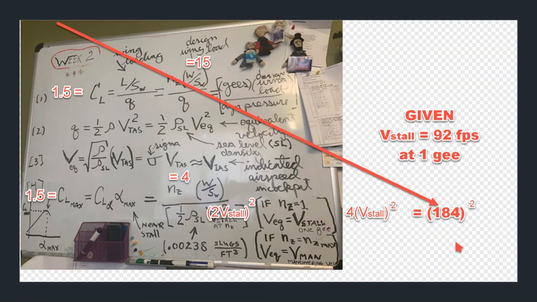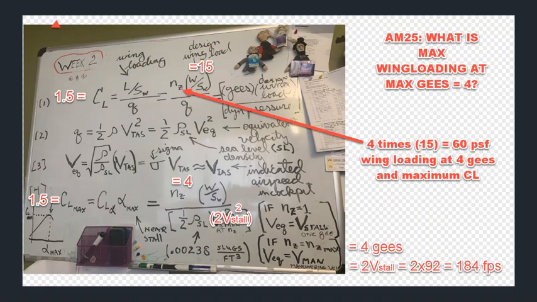And the final question is, what is the max wing loading at 4 G's? Well, again, it's the same thing. Our C sub L is going to stay at 1.5. We have 4 G's in here. We know from the first problem at landing that the weight over wing area, our wing loading at 1 G, is 15, so at 4 G's it's going to be 60. 4 times 15 is 60 pounds per square foot.